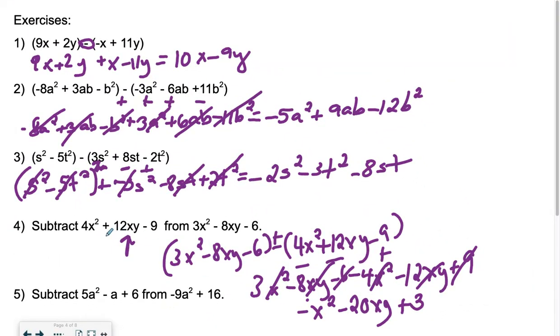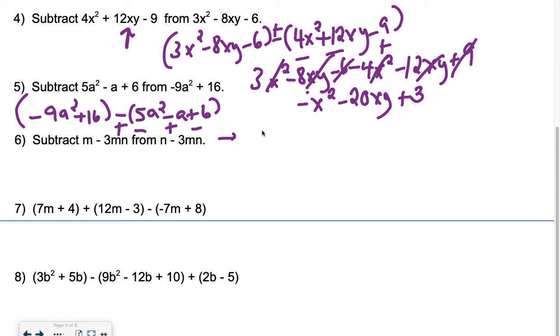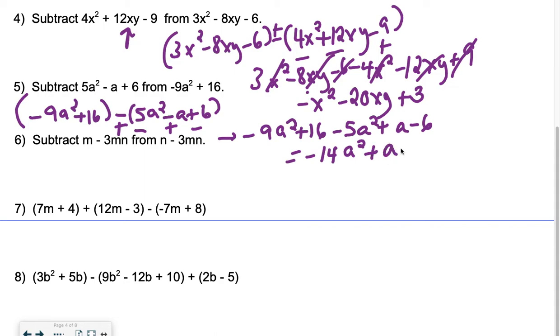Subtract 5a squared minus a plus 6. So this comes first. This is plus, minus, plus, minus. So the new problem is negative 9a squared plus 16 minus 5a squared. So I'm just rewriting those new signs. 2a squared terms, 1a term, and 2 constants. Another example.